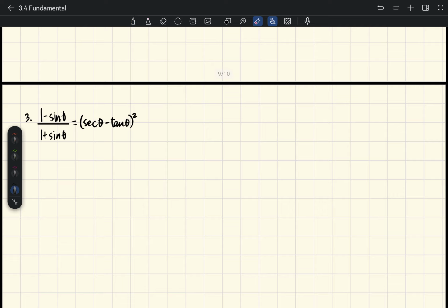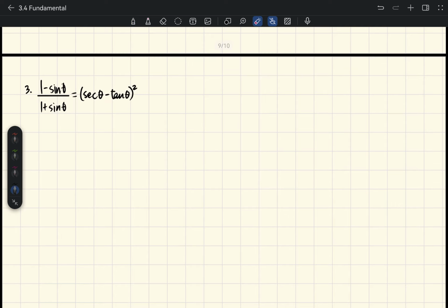Both sides are quite complicated, so maybe we can produce two proofs if we start from the right side and another proof if we start from the left side. But I guess let's try first what will happen if we start from the left side.